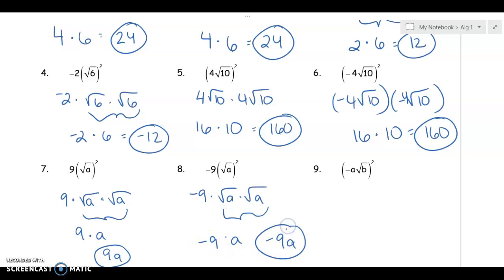And the last one, you have negative a root b times negative a root b. Negative a times negative a will be positive a squared. Root b times root b will be what's under the radical, b. So it's just a squared b for your answer.